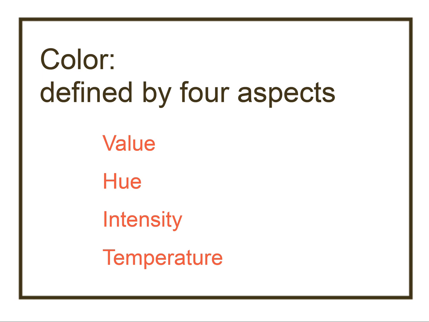Value is the lightness or darkness of a color. Hue is the position of the color on the spectrum or the color wheel. Think of it as just the color's name. Intensity is the brightness or dullness of a color, and temperature is the warmth or coolness of a color. We've gone over value in the last module. This module focuses primarily on hue, and then in the next two modules, we'll spend an entire module each on those last two aspects of color. So we're going to go into each one in a fairly good bit of depth.